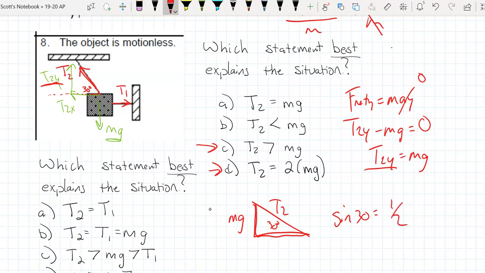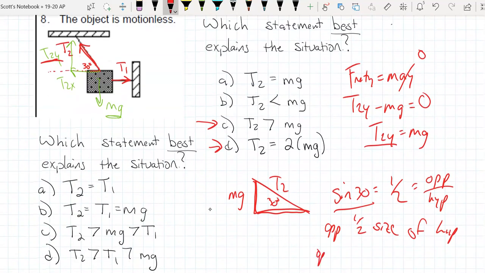What does that mean? That means the opposite over the hypotenuse is at a 2-to-1 ratio. Oh, that's double. Another reason I like to think about this, that means that the opposite is half the size of the hypotenuse, or you could say the opposite is 50% of the hypotenuse. So there's all kinds of different ways to understand what that is. But that ends up, this is a better value because it is exactly 2 mg rather than just mg.